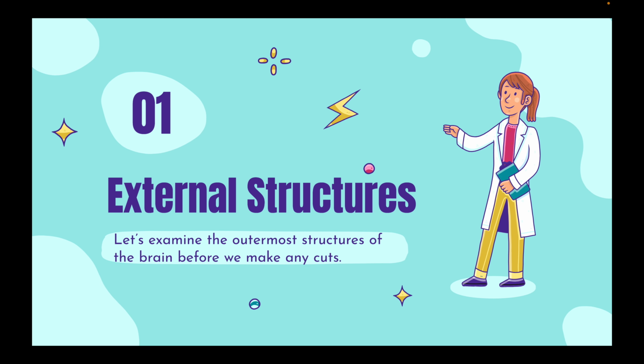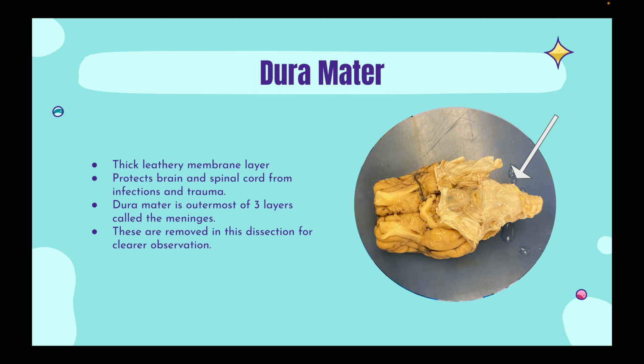First we're going to be looking at the external structures. So let's look at the outermost layers of the brain. The dura mater is a thick, leathery membrane layer that protects the brain and spinal cord from infections and trauma. The dura mater is the outermost of 3 layers called the meninges. These are removed in this dissection for clearer observation.